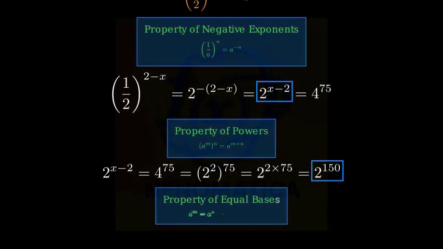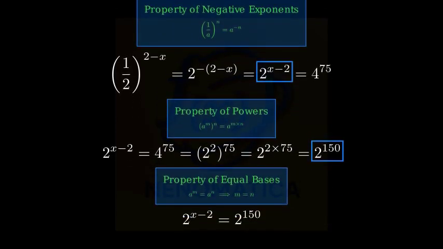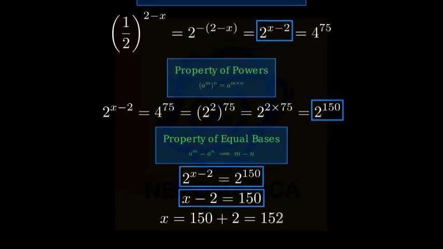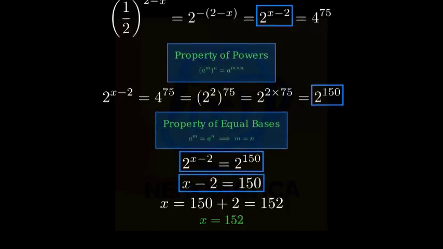Now both sides of the equation have the same base, which is 2. When you have an equation with the same base on both sides, you can set the exponents equal to each other. This is because if 2 to the power of a equals 2 to the power of b, then a must equal b. Therefore, we can set the exponents equal and say that x minus 2 equals 150. This gives us a simple linear equation to solve. The final step is to solve for x by adding 2 to both sides. We get x equals 152, which is our answer.